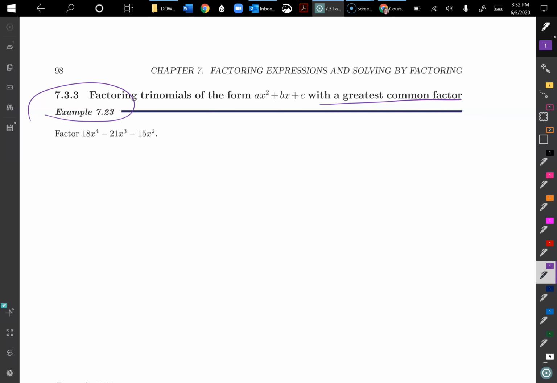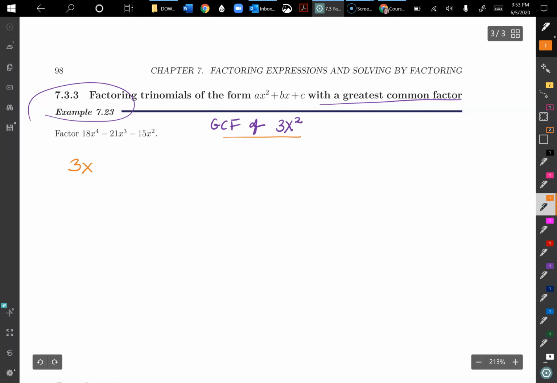18x to the fourth minus 21x to the third minus 15x squared. So the first thing I'm going to do is factor out this GCF of 3x squared. That divides into all three terms in this trinomial. That is a must. You have to have that be the case. You can't just pull it out of one. Just like before, similar to our prior section.